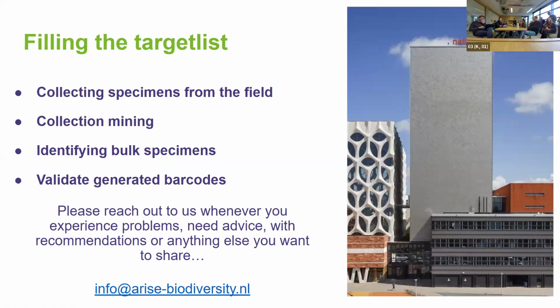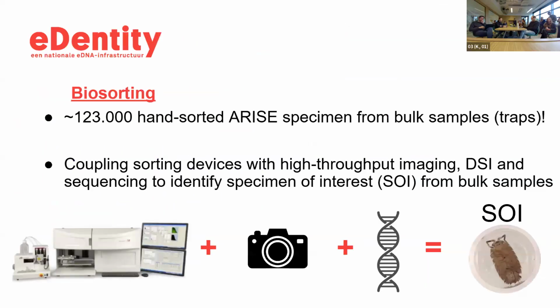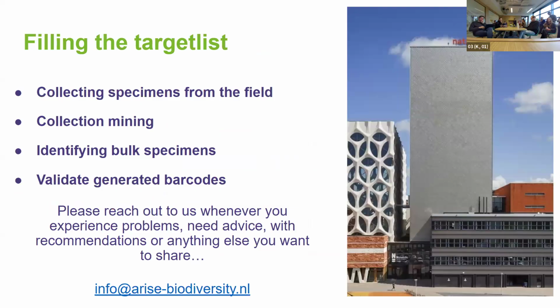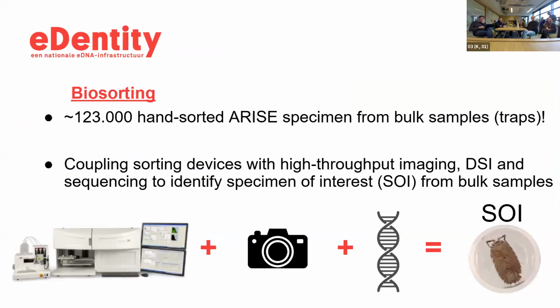As I said, we do collection mining, still identifying bulk specimen and validating the generated barcodes. That's something we would really start up next year. And if there are any questions, please reach out to us at the info email, of course. So we help out also with the data problems that we face. Of course, we're not only collecting for ARISE. I mentioned the 123,000 hand-sorted ARISE specimen, actually from bulk specimen.